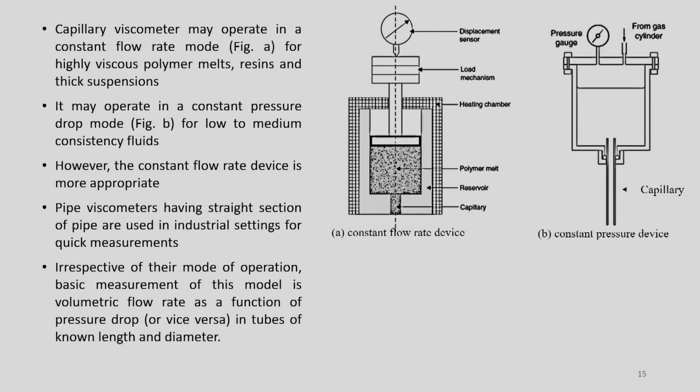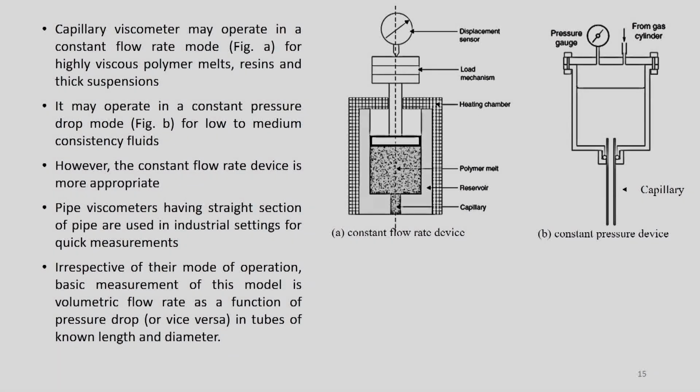Similarly, for viscoplastic fluids you can do a similar experiment. These viscometers are in general operated in two modes: one is the constant flow rate mode, and the other is the constant pressure mode. In general, the constant flow rate mode is applied for highly viscous polymer melts, resins, thick suspensions, etc. Constant pressure devices are used for low to medium viscosity fluids. However, irrespective of the type of fluid, it has been found that constant flow rate devices are much more appropriate and reliable compared to constant pressure devices.